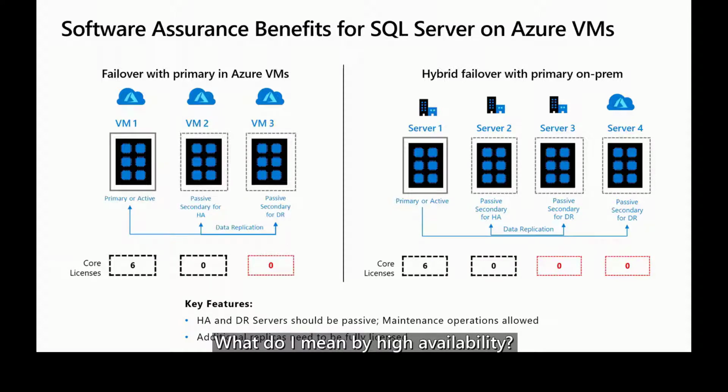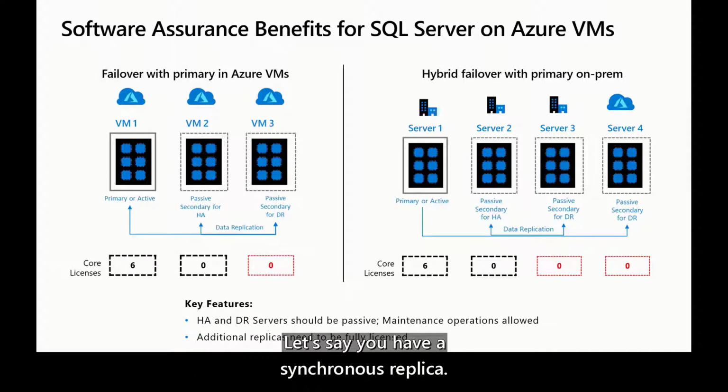What do I mean by high availability? What do I mean by disaster recovery? Let's say you have a synchronous replica, it's high availability. If you have an asynchronous replica, it's disaster recovery. Now, because you are running your primary in Azure, we are giving you an HA and a DR in Azure for free. When I say free, what is free? The SQL licenses for those HA and DR machines are free. The compute will still be charged.